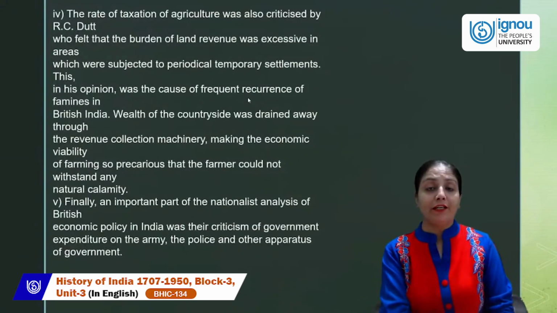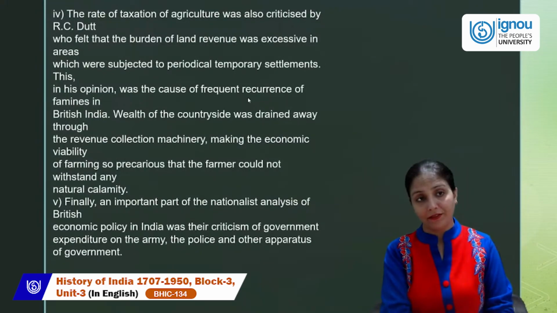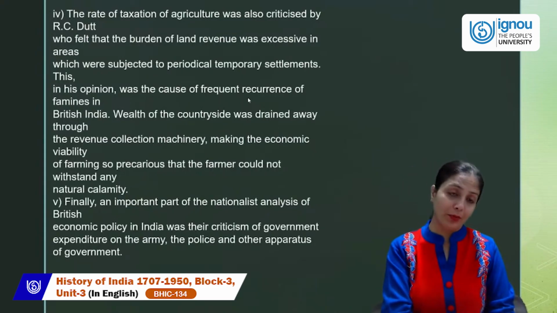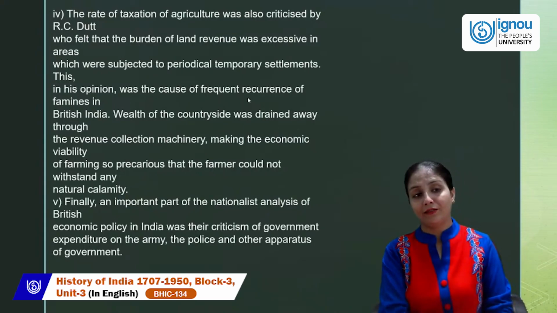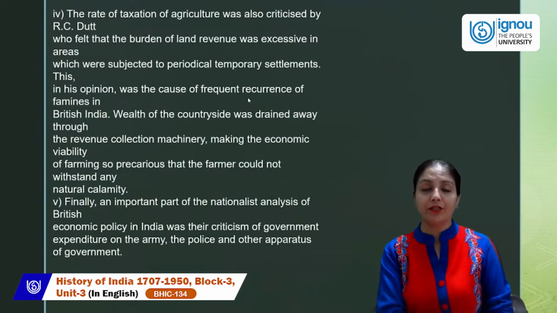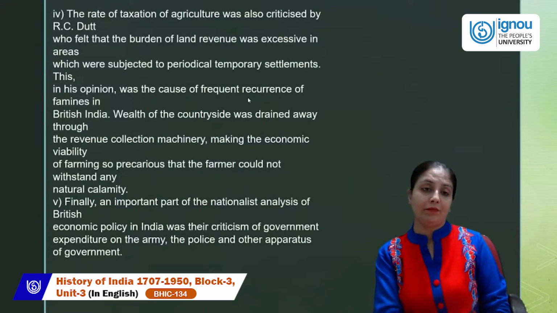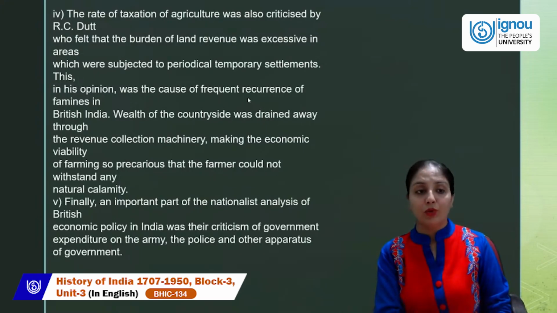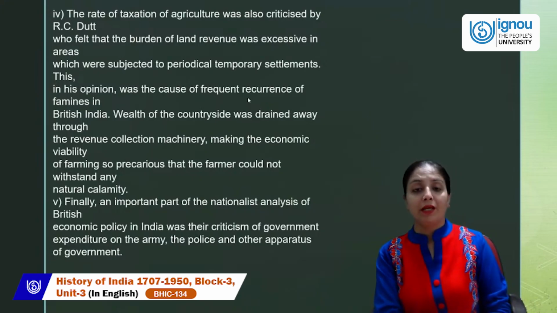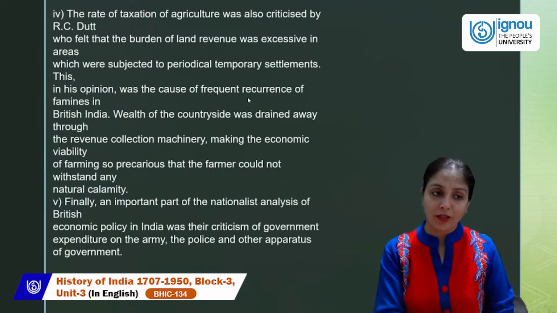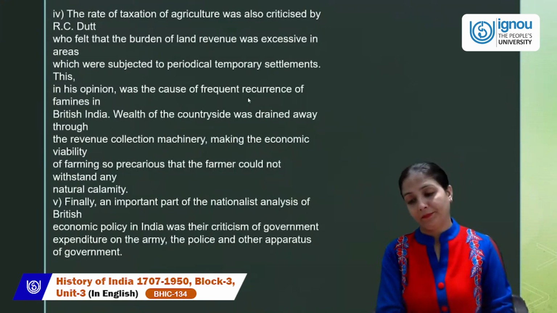The rate of taxation of agriculture was also criticized by R.C. Dutt, which was subjected to periodical temporary settlements. This, in his opinion, was the cause of frequent recurrence of famines in British India. When the Britishers were living in India in the 18th and 19th century, back-to-back famines occurred in India. Wealth of the countryside was drained away through the revenue collection machinery, making the economic viability of farming so precarious that the farmer could not withstand any natural calamity.